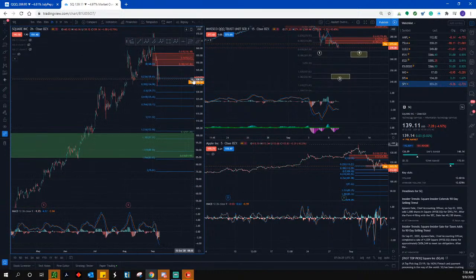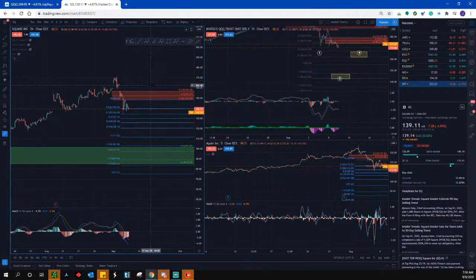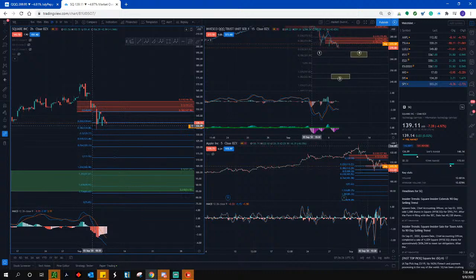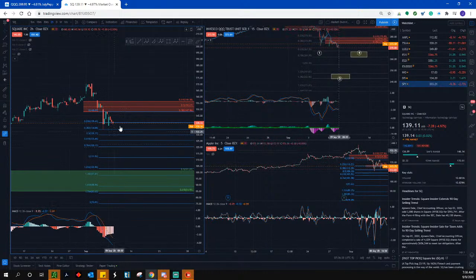All right, so here's what I did. I was having a hard time figuring out if this one move down was actually my A. I thought originally that this was my A, my B, and then we were going to go down to C and then bounce somewhere in this area.